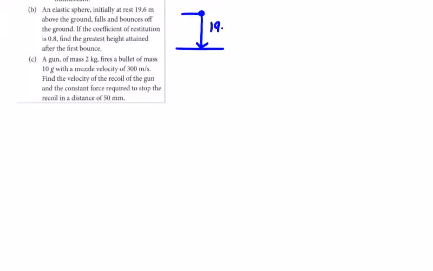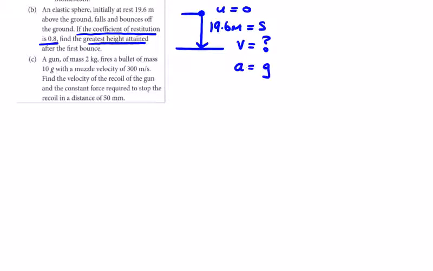19.6 meters is equal to the distance, its initial speed is 0. It's going to hit the ground at a particular speed, and the acceleration here is going to be gravity. So what else is going on here? It falls and bounces off the ground, and we're told the coefficient of restitution is 0.8. Find the greatest height attained after the first bounce.